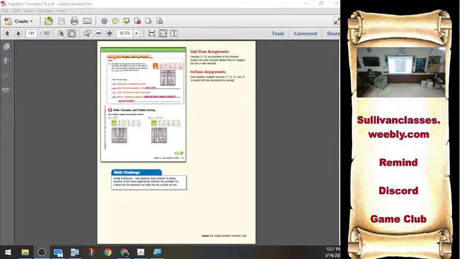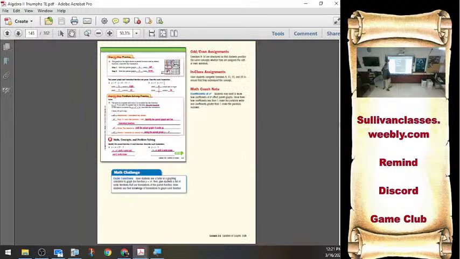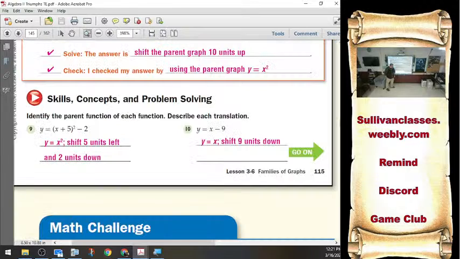Okay. It was this whole transformation thing, up, down, left, right. We did families of graphs, just moving things up, down, left, right. It seemed to go pretty well. Let's see what you got. Down at the bottom, 115.